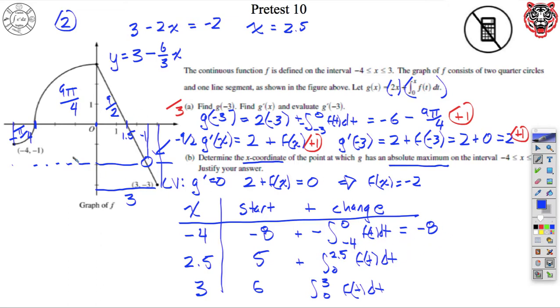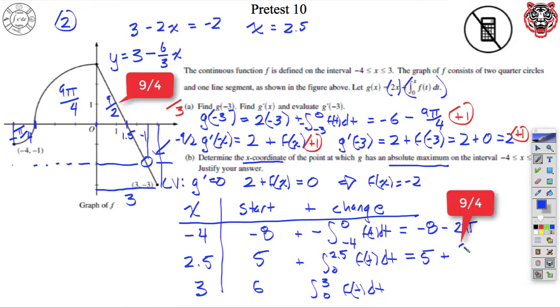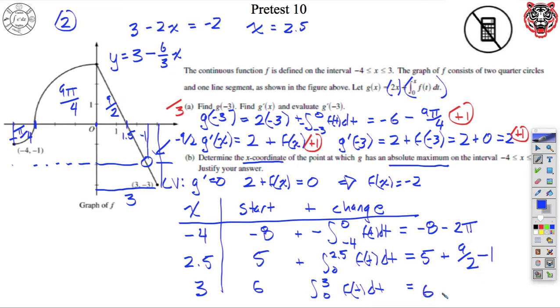So from -4 to 0, 9 pi over 4 minus pi over 4 is 8 pi over 4, which is 2 pi, so I can just say -8 minus 2 pi. Again, that negative came from switching the integral here. And then coming over here, this is going to be copied down to 5, and it's going to be plus 9/2, and then we have to subtract 1 for that tiny triangle right here. And this is going to be equal to 6 plus, from 0 to 3, remember these two triangles cancel each other out, so 6 plus 0.